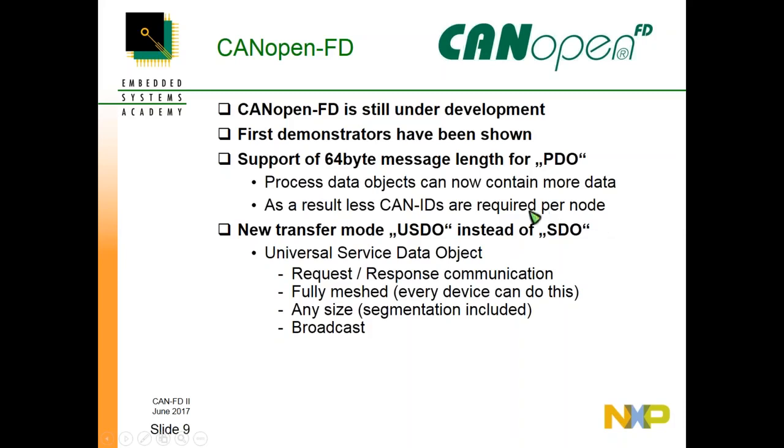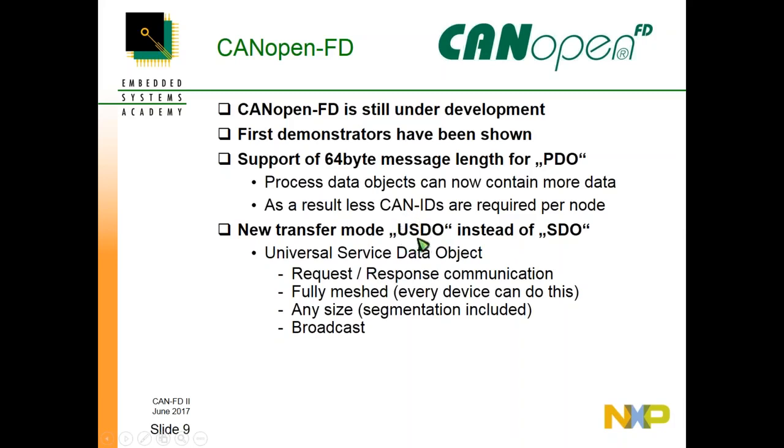In the past, in CAN, we would have something called the service data object, the SDO, and that would be used as a request response communication from one master to all of the slaves out there. And so what happens is that only one master or manager could use this, and the CANopen devices would send a response to the request from that manager. And so only one device was able to do this sort of communication.